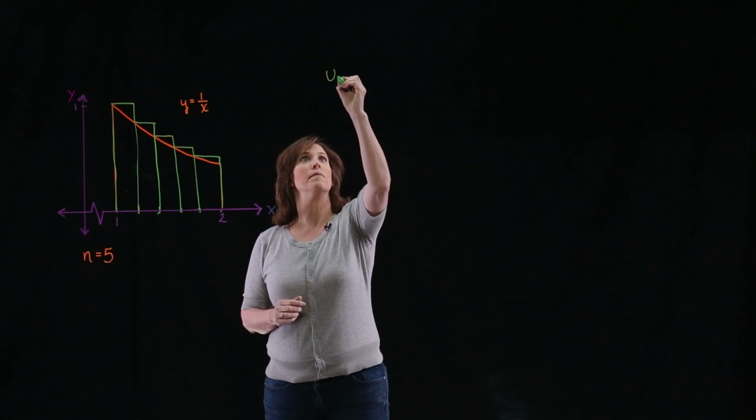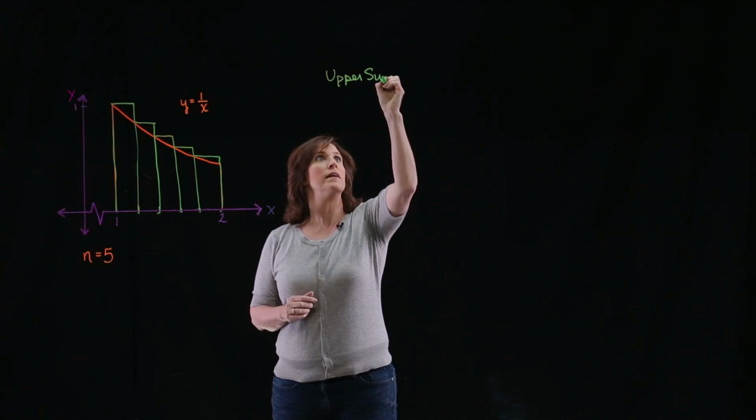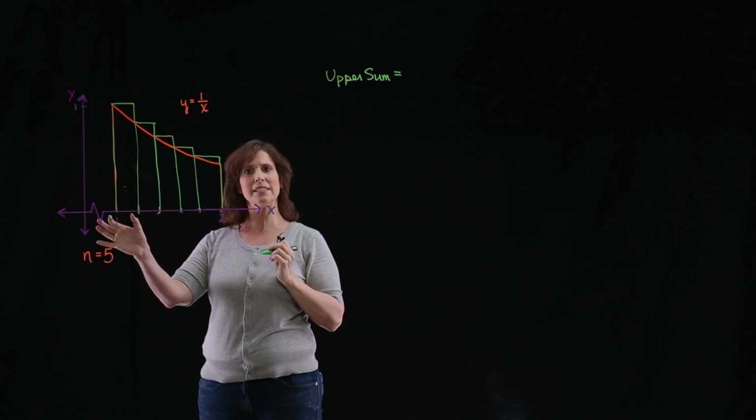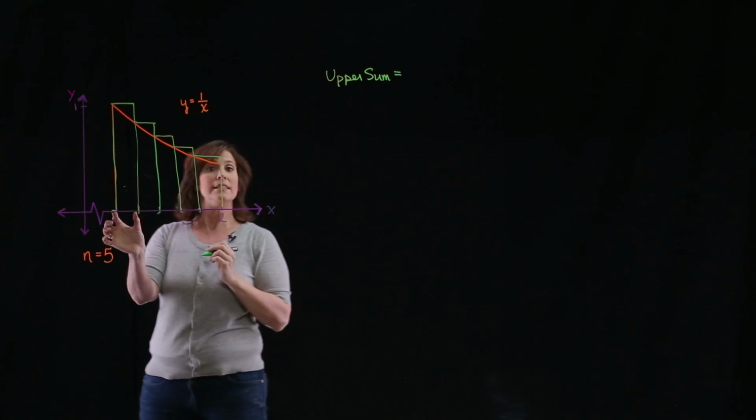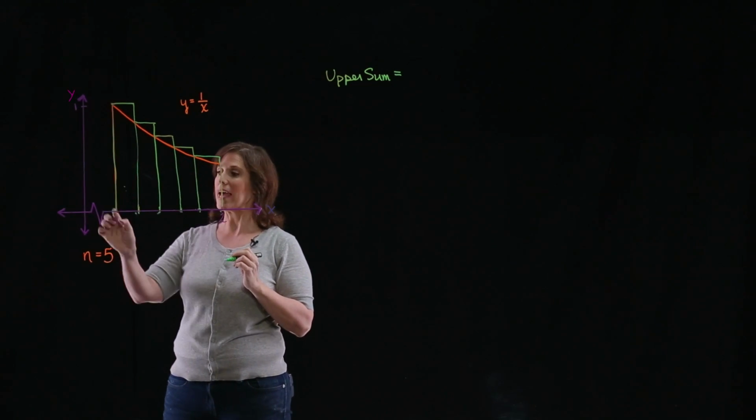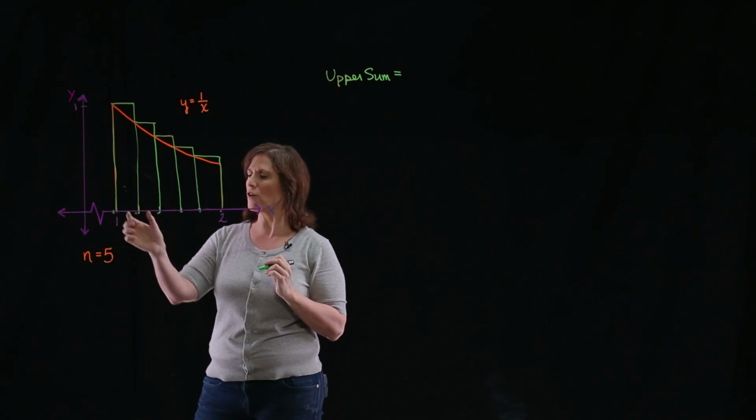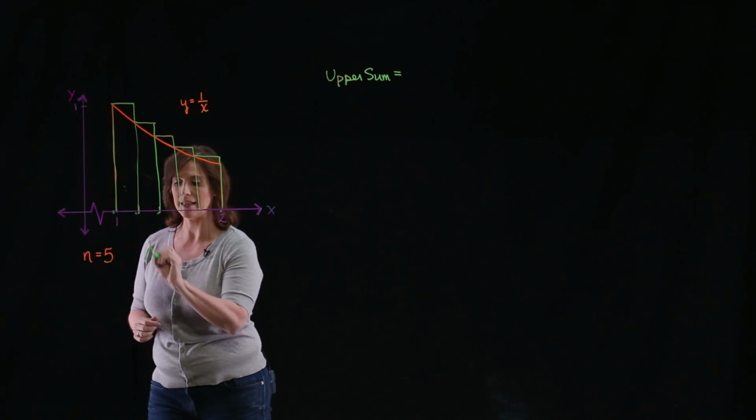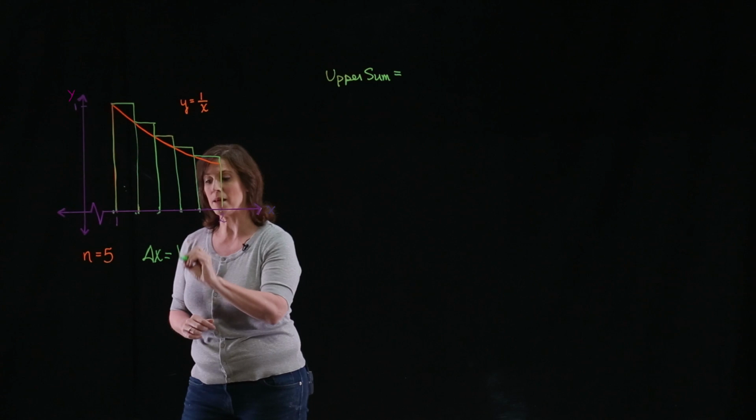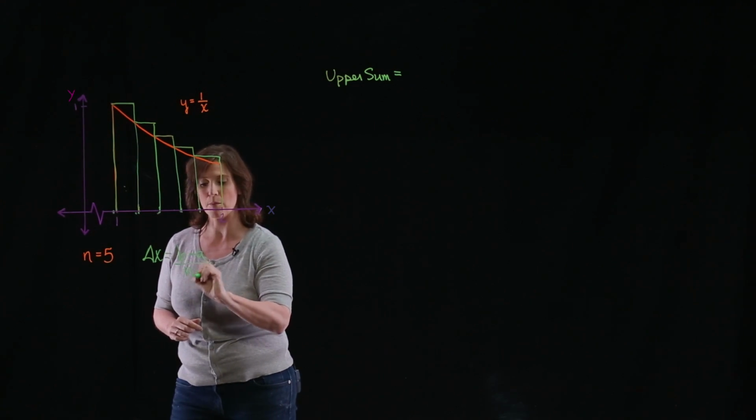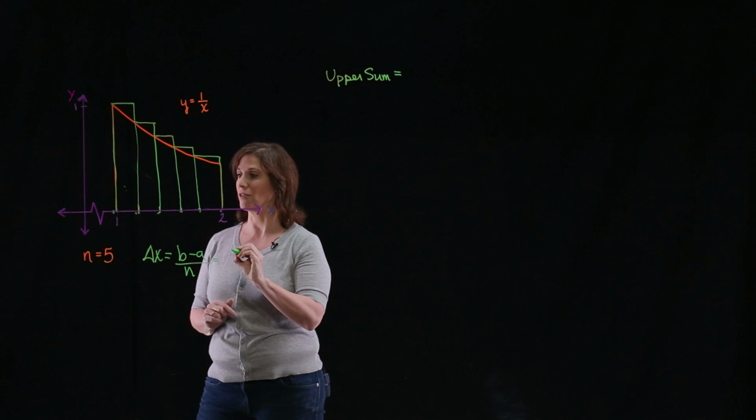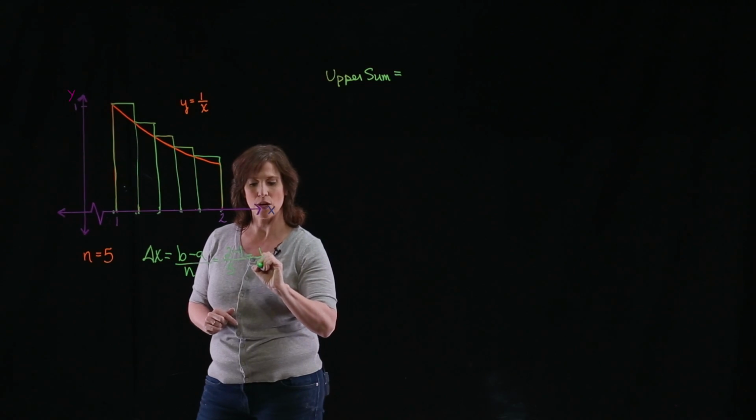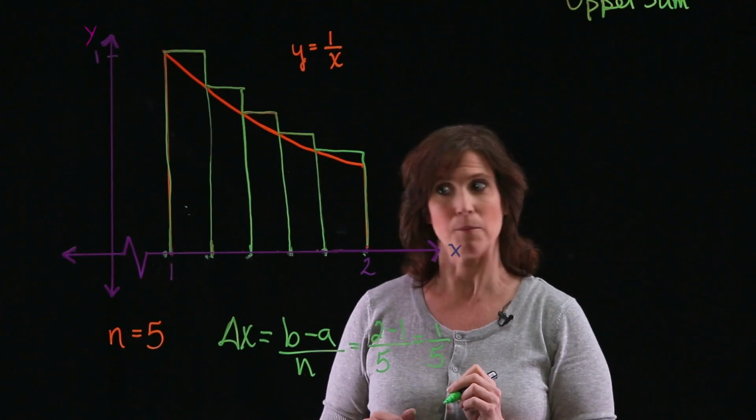So the upper sum is going to be equal to the area of each of these rectangles added together. So let's take a look at that first rectangle. To get the area of a rectangle, I'm going to need the height times the width. Well, before I get too far, notice that the width of all of my rectangles are going to be the same. I can calculate that by saying that delta x, or the width, is going to be b minus a all over the number of rectangles I use. In this particular case, 2 minus 1 all over 5. So each rectangle will have a width of 1/5.